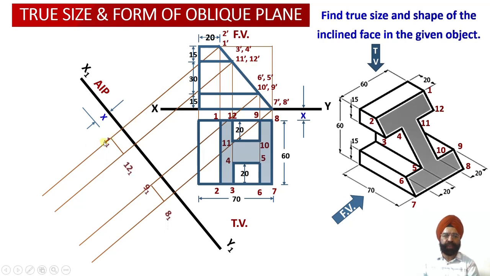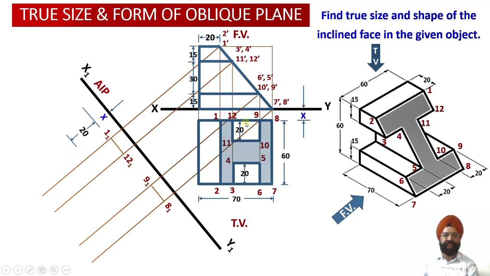view, we can mark these points 1, 1. So 1, 1 is located corresponding to the projection line of point 1 dash. 12, 1 point has been located corresponding to the projection line of the point 12 dash over here. Similarly, point 9, 1 has been located corresponding to the projection line where point 9 dash has been located over here. Similarly, 8, 1 point is lying on the projection line which is starting from the location point 8 dash over here. So the 4 points of this true shape we have been able to locate.